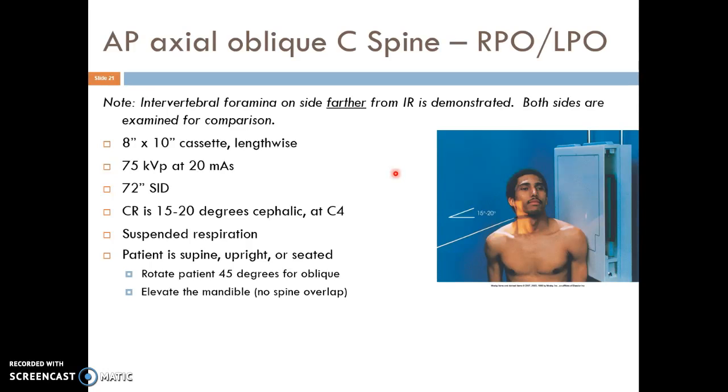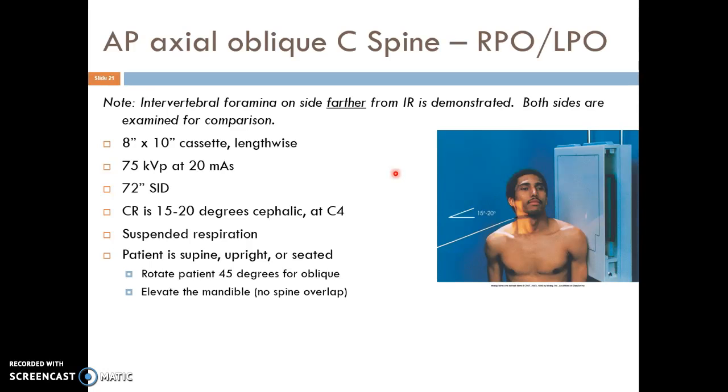For the AP axial oblique, like RPO and LPO, this is an AP axial. We do have the PA axials as well. When an 8x10 is used, we're using a 72-inch SID. Again, same technique that we have been using with 75 kVp. Central ray at 15 to 20 degrees cephalic, centering at C4. Suspended respiration.